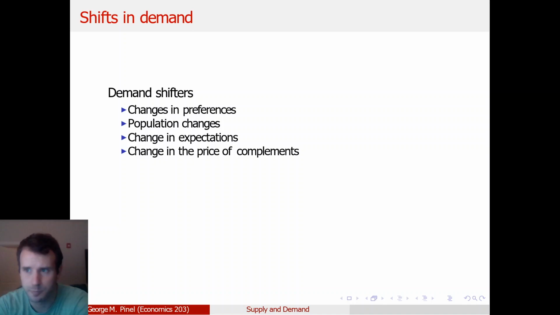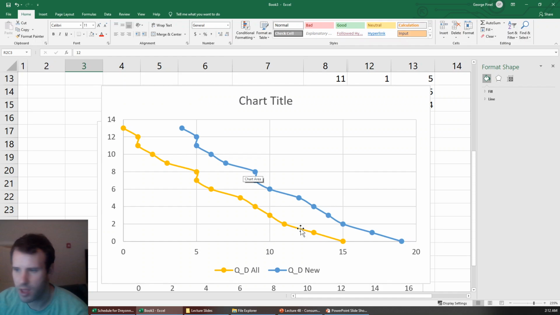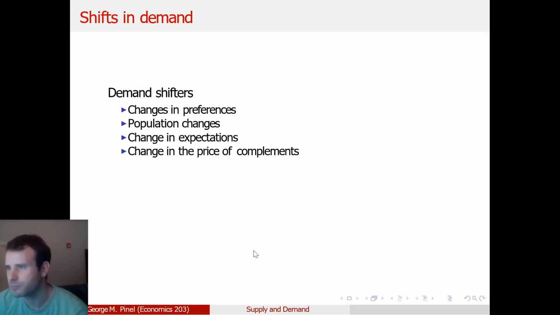So changes in price can shift your demand curve. Let's say you have to pay for your bun. Your demand curve might be here, but it'll shift inwards if you have to pay extra money for that bun. So changes in the price of something that goes well with the good that you're consuming.